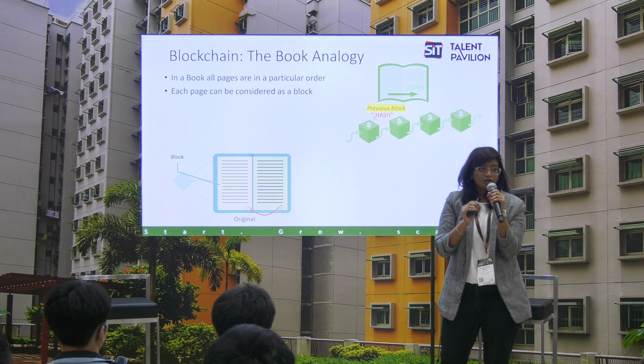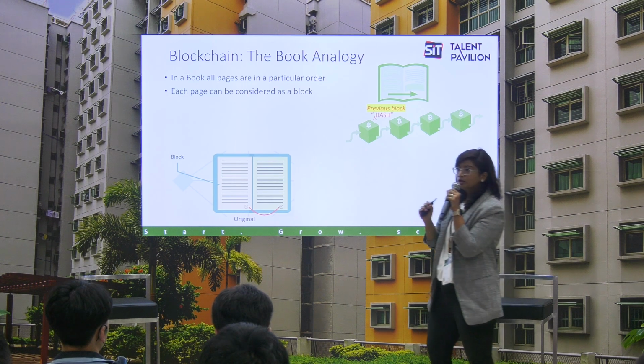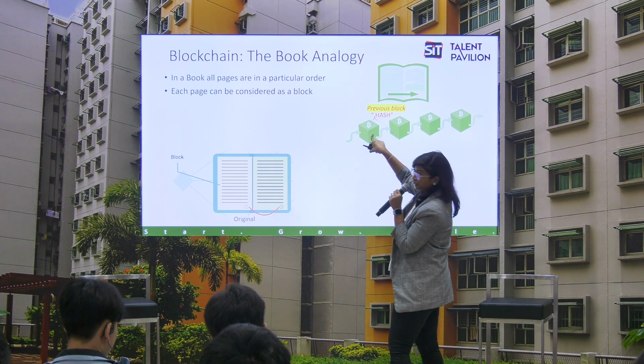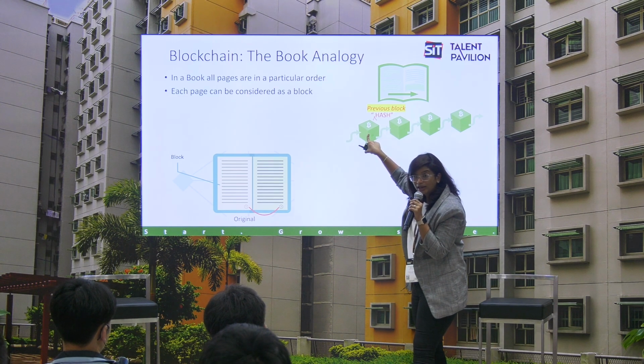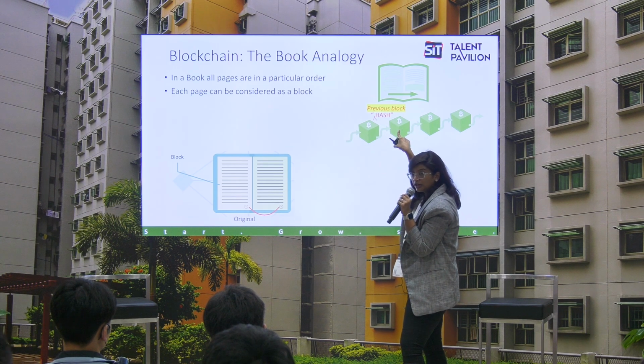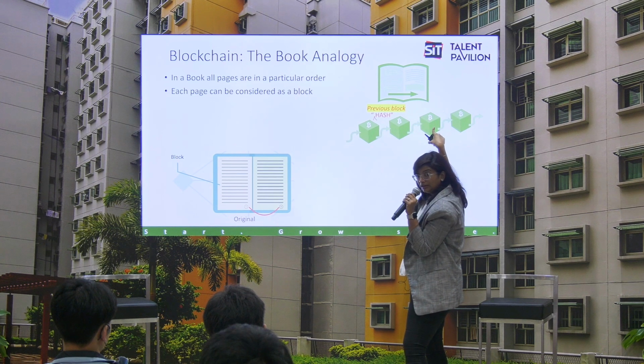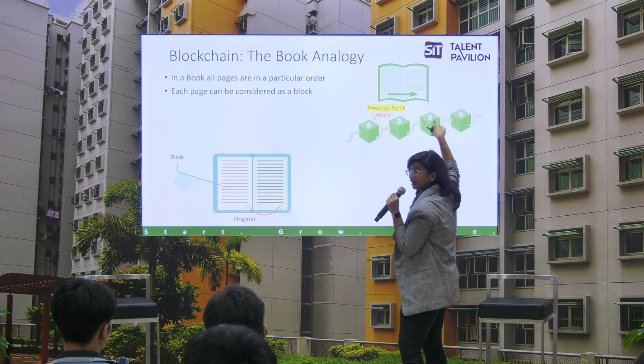So that's why blockchain is known as a tamper-evident record, right? If this block has been manipulated, then the block 2 hash will also change, which means the signature of block 2 will change, and that will affect block 3. The signature of block 3 will change, and that will affect block 4.